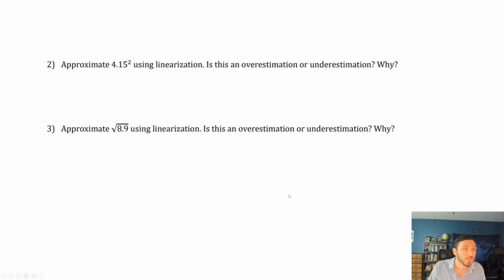All right, so for the next two, I want to approximate what these values may be: 4.15 squared, and then the square root of 8.9. So think about what functions are in play for both of these. This is just x squared, and this is just square root of x. So I want to come up with the tangent line at its nearby value. So what's nearby 4.15 and what's nearby 8.9? And then utilize that second derivative to determine if it's an over or underestimate. All right, so give these a go. 3, 2, 1.